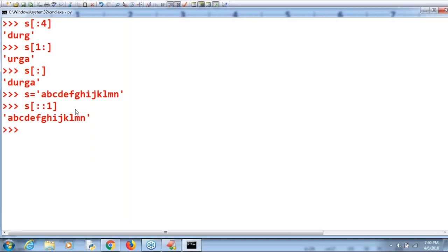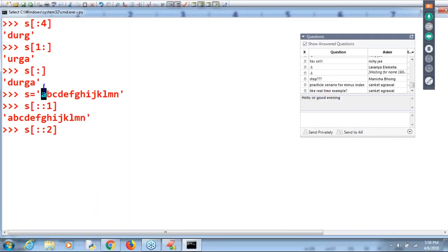The total thing. Suppose I take S of colon 2. So every time, can you please increment by 2? First A, and then jump 2 locations. Jump here, sir. Next, after A, C is going to come. Next, jump step 2 means like this.